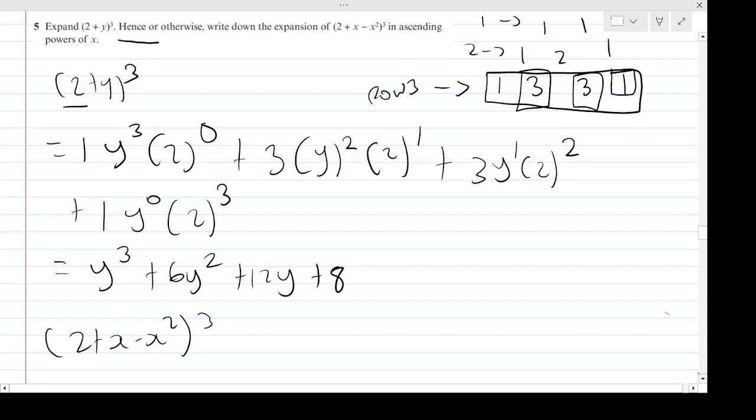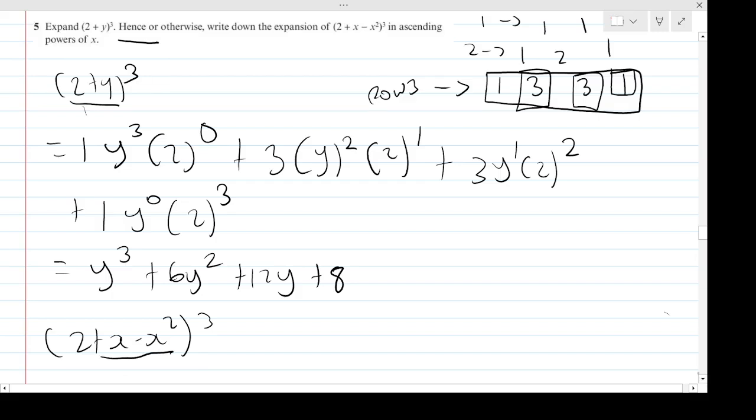That means you need to use your previous answer, so your previous working. So we looked at expanding 2 plus y cubed here, and that's the expansion we got there, right? But now we have 2 plus x minus x squared, cubed. Well, hopefully you can see the power is the same, the bracket's 3. We have 2 plus y here inside, but now we have 2 plus x minus x squared.